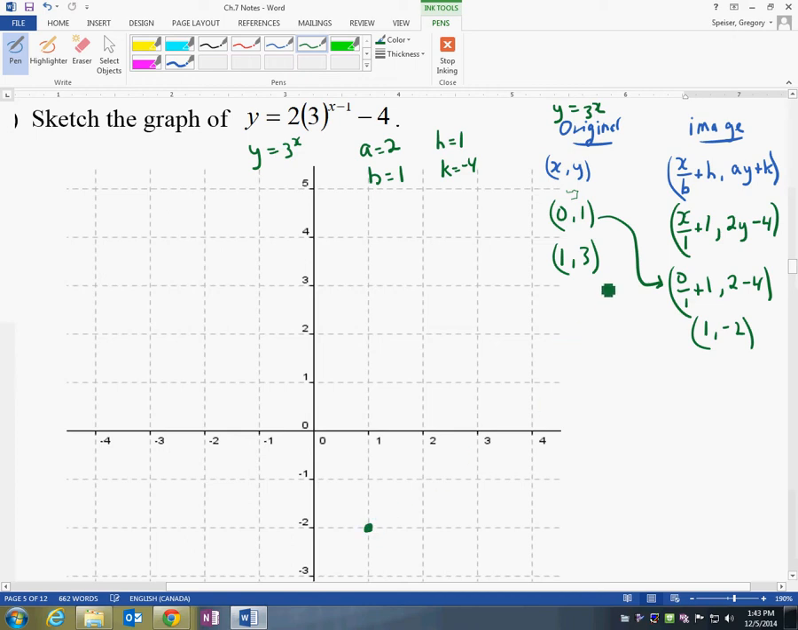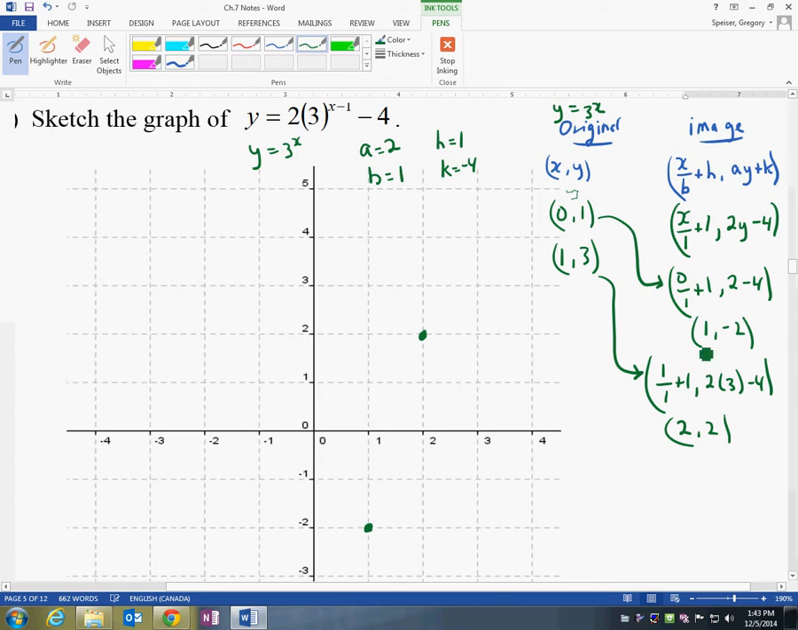My second one, my 1, 3, is going to be, so I'm looking over here, 1 over 1 plus 1 will be my x value, and my y value will be 2 times 3 minus 4. So 1 plus 1 is 2, 6 minus 4 is 2, so my second point is 2 comma 2. Now all we have right now are 2 points.